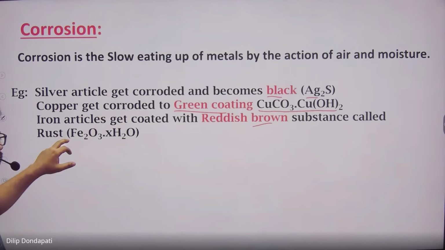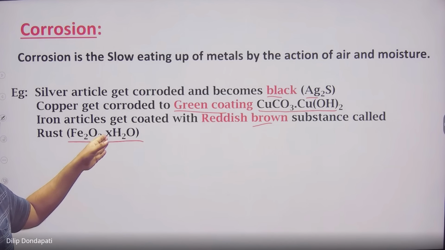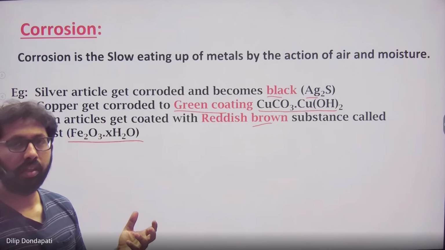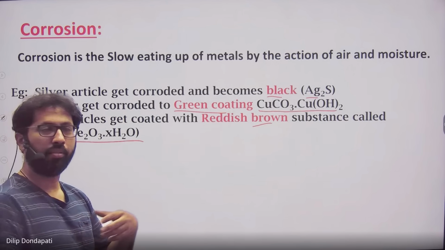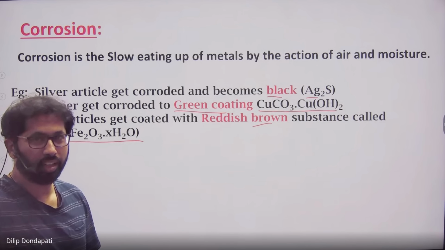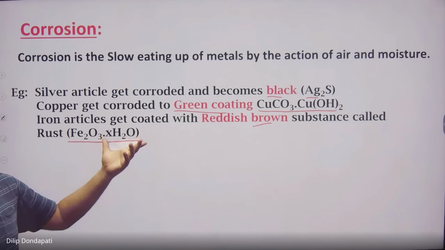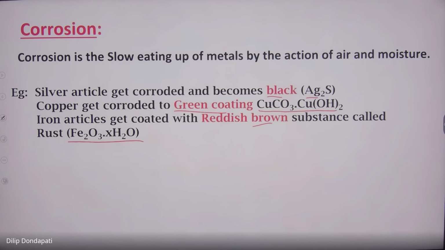And Fe2O3 dot XH2O. Why XH2O? What is X? There are molecules of water trapped. It can change from area to area. One area will have more, another area will have less. So it can be 10H2O, 20H2O. That's why XH2O is written. So this formula is important for you. I will ask it in the last quiz, write quickly, time is running out.